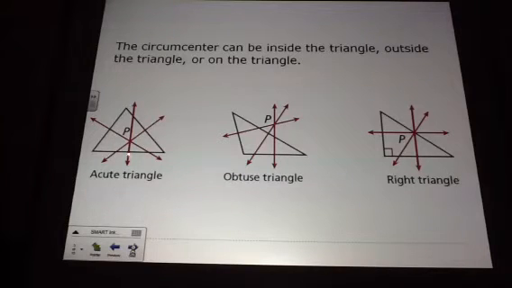On an acute triangle, the circumcenter is inside the triangle. On an obtuse triangle, the circumcenter is on the outside. And on a right triangle, the circumcenter is on the hypotenuse. In fact, it bisects this hypotenuse, this segment here.